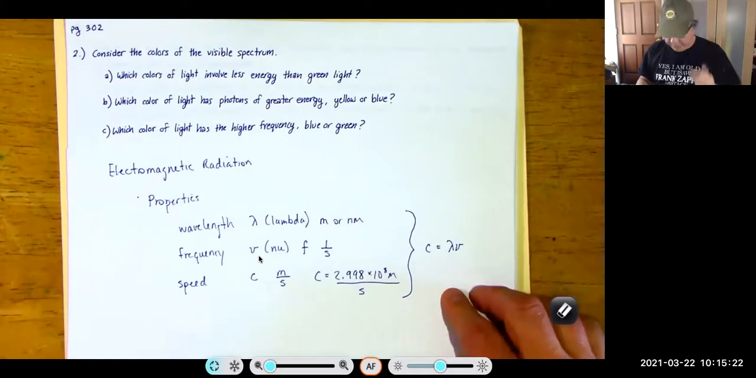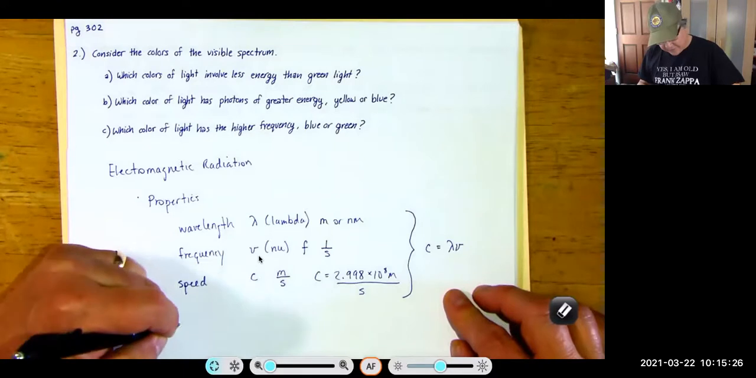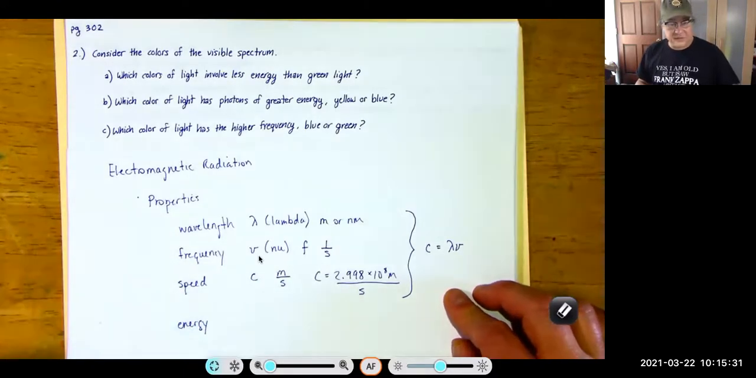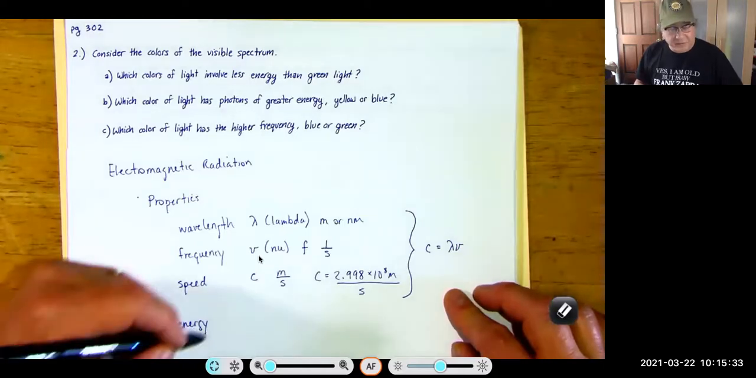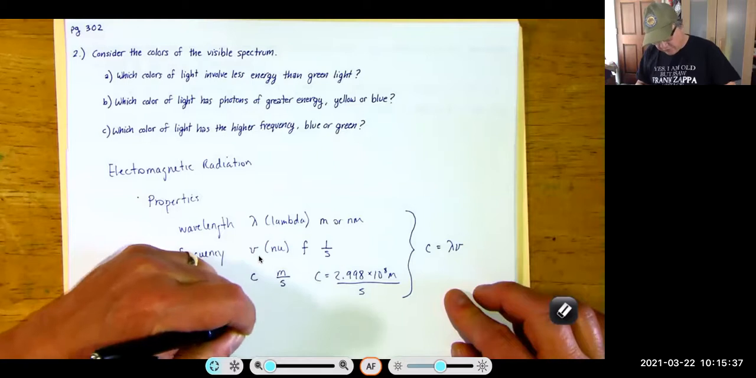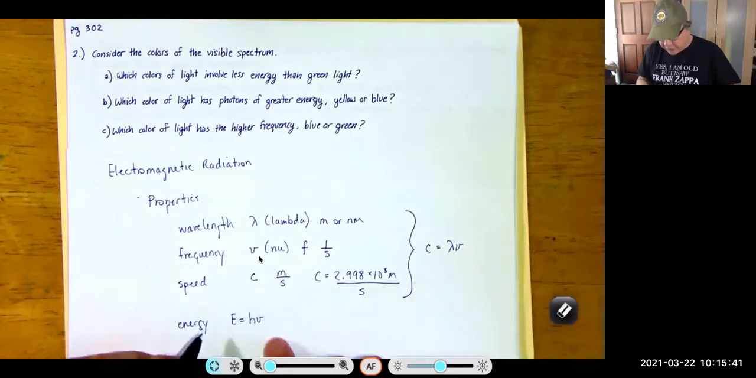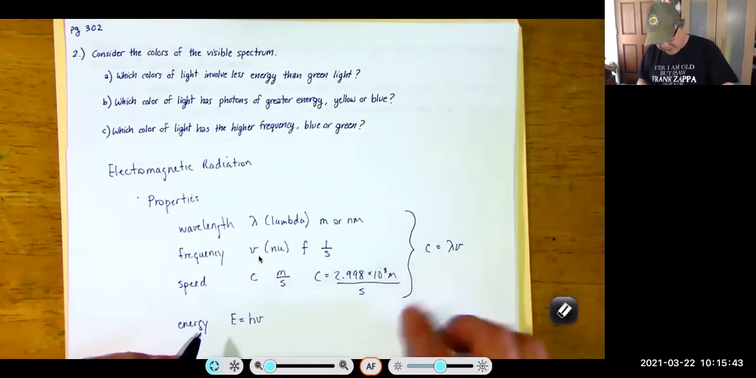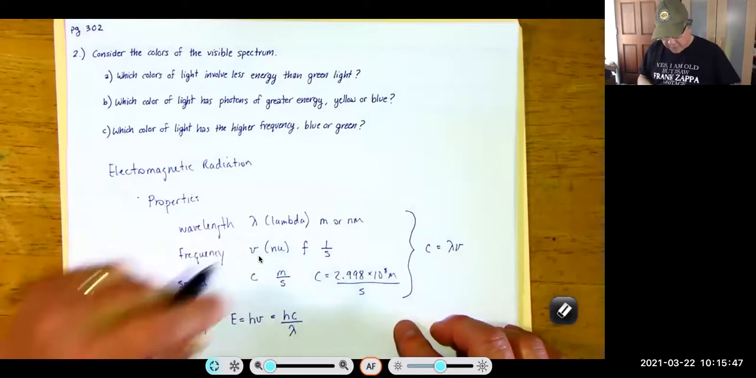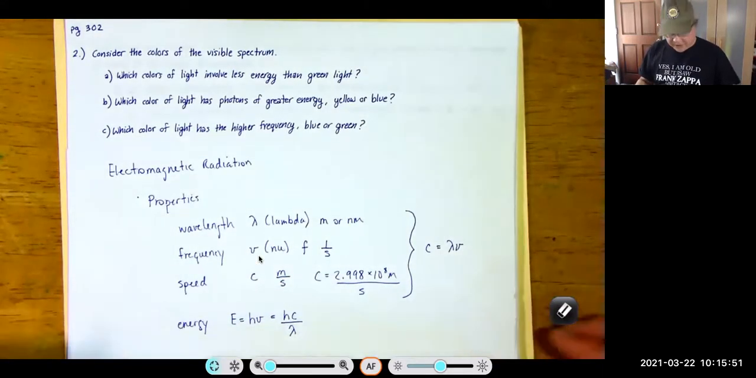Okay. Now, there's something else you want to know about the property of light, and that's the energy. So you can actually calculate the energy of a specific wavelength of light or a specific frequency of light. And energy is equal to h nu. This is Planck's equation. And since nu is equal to c over lambda, this is also equal to hc over lambda. And perhaps E equals hc over lambda is more useful than E equals h nu.